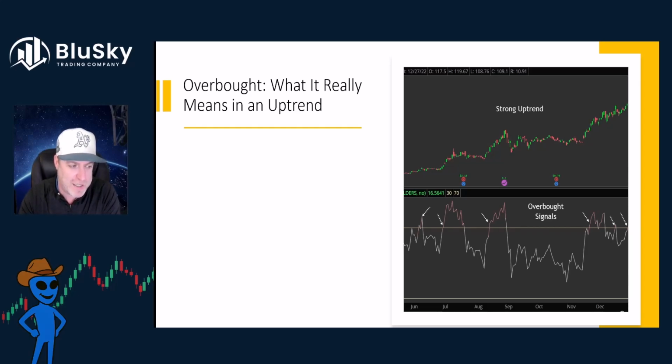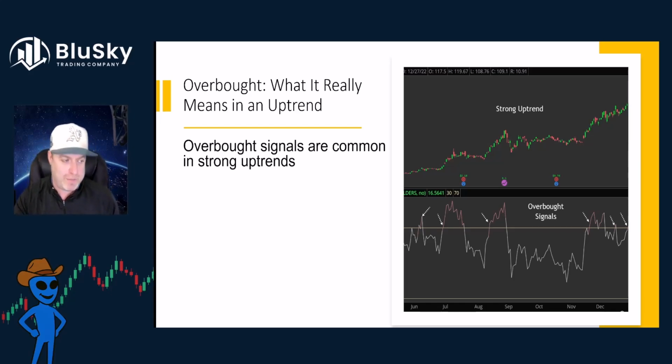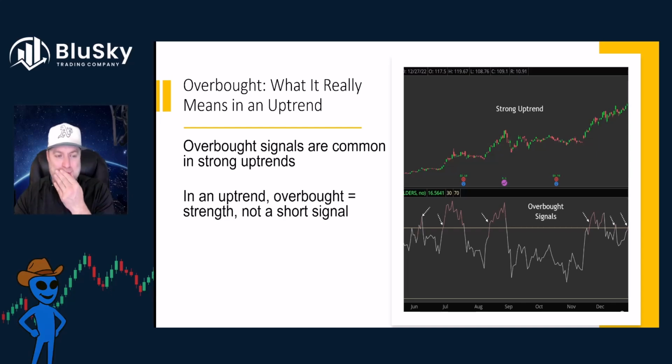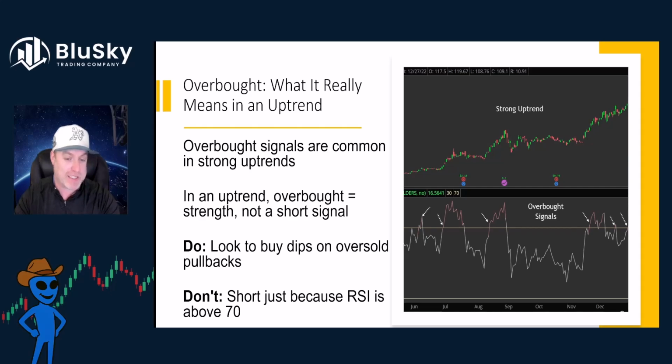I just want to be clear on that point more than anything. Okay, so what does it really mean? Overbought really means it's a strength signal. And if you are going to go against that strength signal, you need to let the momentum play out by waiting for it to come back down underneath 70, basically.